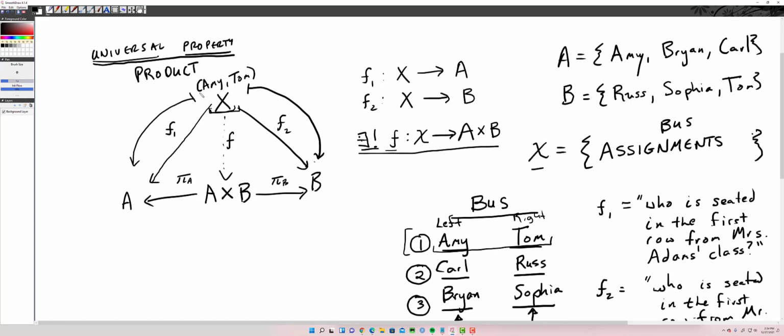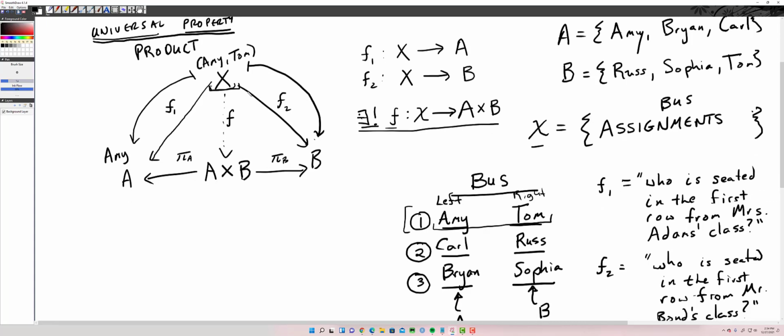So let's ask the question, who is seated in the first row? Well, Amy, Tom. Who's also from Mrs. Adams' class? Amy. Okay, who is seated in the first row from Mr. Bond's class? So now we're doing F2 on Amy, Tom. And that's Tom, obviously. He's in Mr. Bond's class. So we get Tom. Tom's in B, Amy's in A. Good so far, okay. Now, what could this morphism be?